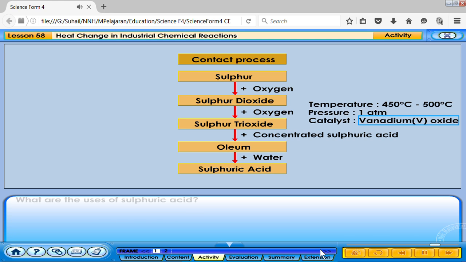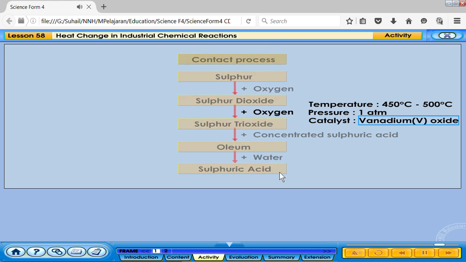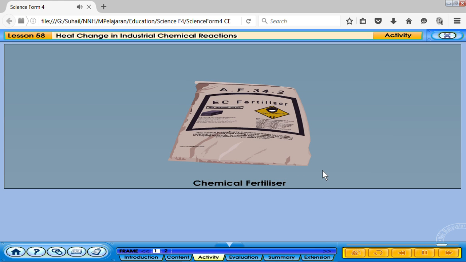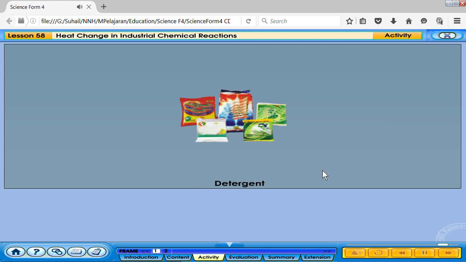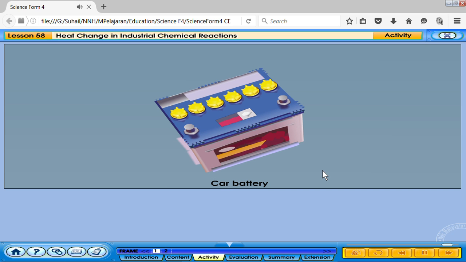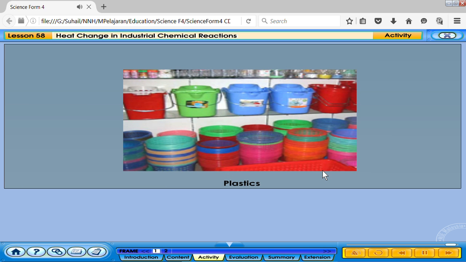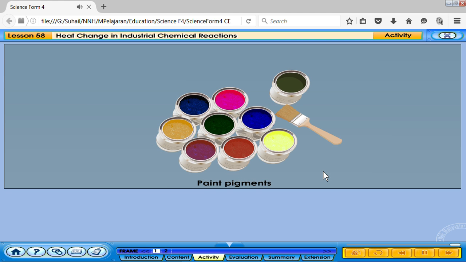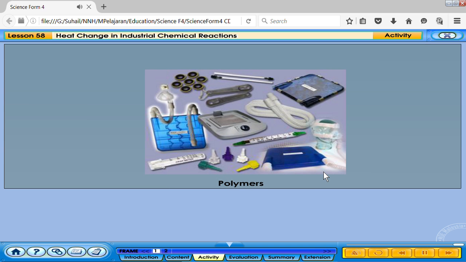What are the uses of sulfuric acid? Click on sulfuric acid to know. Chemical fertilizer. Detergent. Electrolyte in car batteries. Plastics. Paint pigments. Polymers.